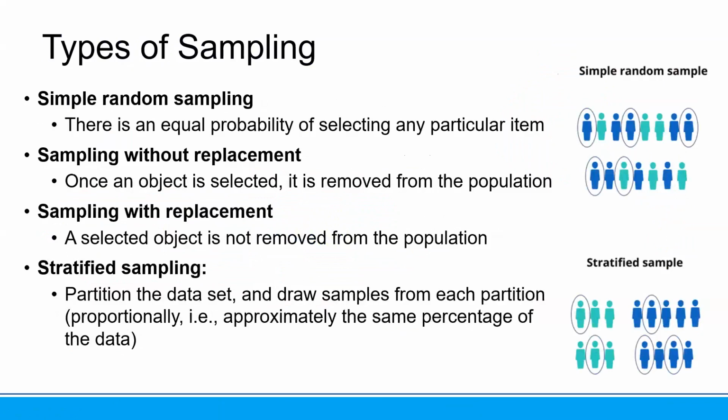Simple random sampling. In simple random sampling, there is an equal probability of selecting any particular item. So we just use the probability. What is the probability to select this one? Okay, I will select this one and then go to the next, and the next, and the next. So you have some kind of probability to randomly select the data.